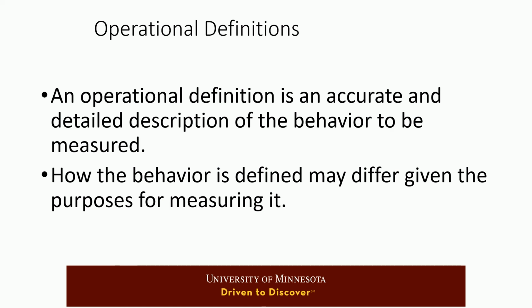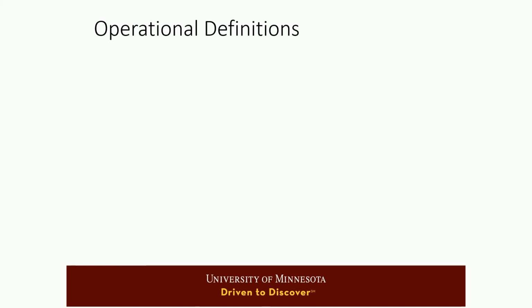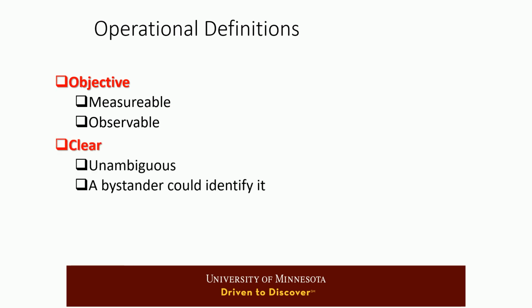Now we're going to talk about operational definitions. An operational definition is a very detailed and accurate description of behavior that we want to measure. It's how the behavior is defined, and how we define it may differ for different purposes for measuring it. But the important thing to understand is that operational definitions need to be objective. They need to be measurable, so it needs to be in terms that we can measure, and it needs to be observable, so not internal states, but instead things that we see externally. It needs to be clear and unambiguous.